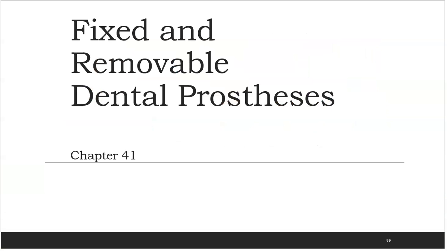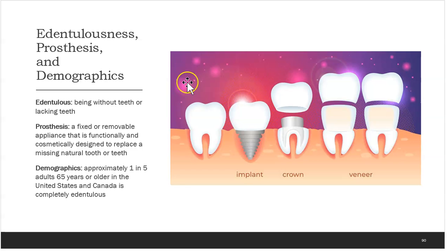All right, so we're going to shift gears now. We're going to look at what a fixed and removable dental prosthesis is. A prosthesis is basically anything that could be fixed or it could be removable. You can remove it.